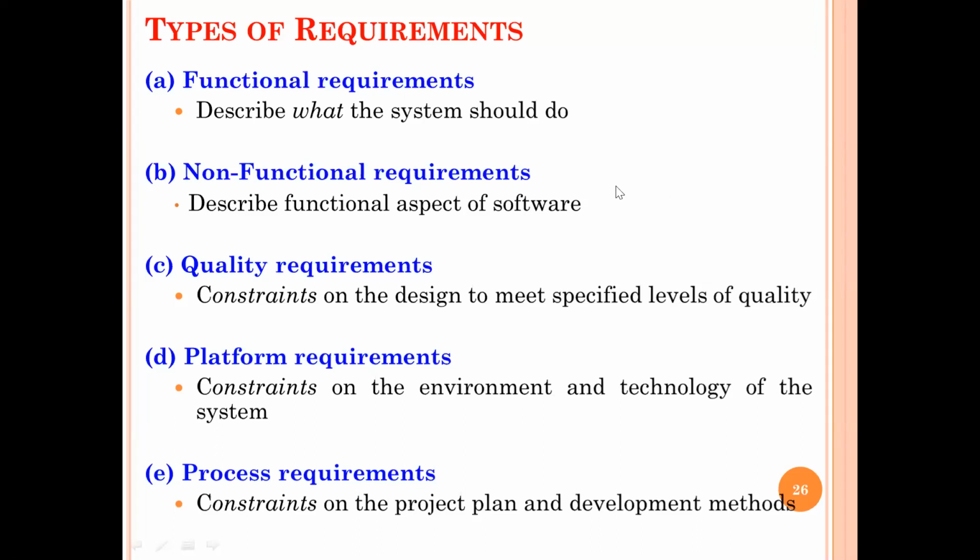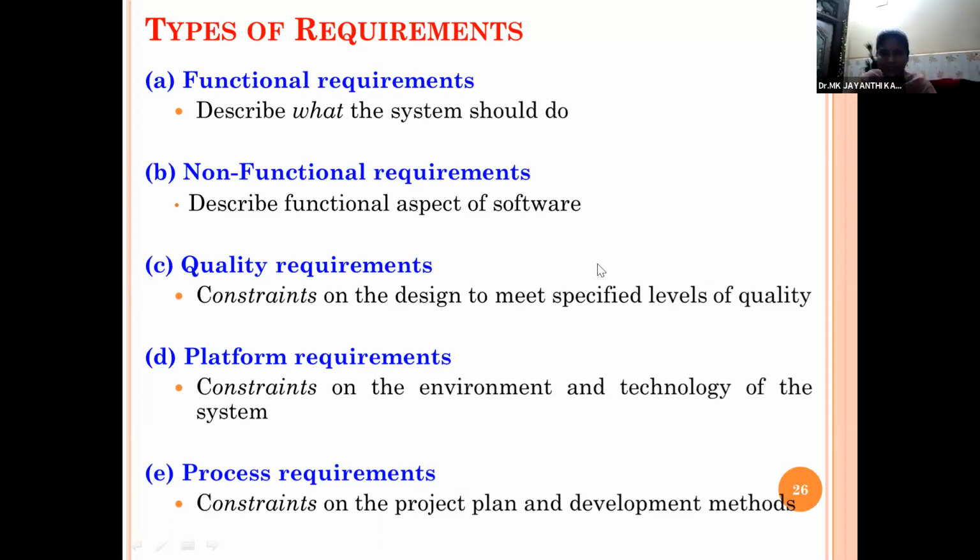So our next topic is types of requirements. The types of requirements can be classified into the major 5 types: functional requirements, non-functional requirements, quality requirements, platform requirements, and process requirements. Functional requirements describe what the system should do. So the various functions of the system are defined under functional requirements, and input functions, output functions, processing activities, various transactions, the database activities, front-end activities, all those things will come under functional requirements.